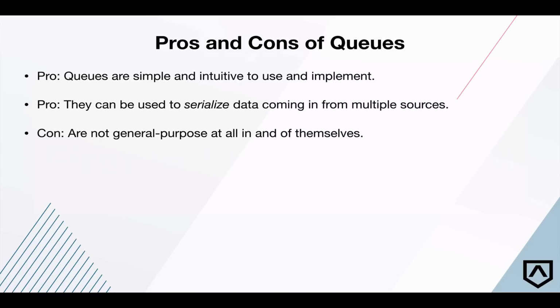And then the main con of queues is that they basically just perform what we've been talking about. They are simply used to serialize data and achieve this FIFO ordering. So you can imagine that queues really cannot be used for anything else. They're not general purpose at all in and of themselves, unlike arrays or perhaps even linked lists. Those data structures are much more general and can perform multiple functions as opposed to a queue.